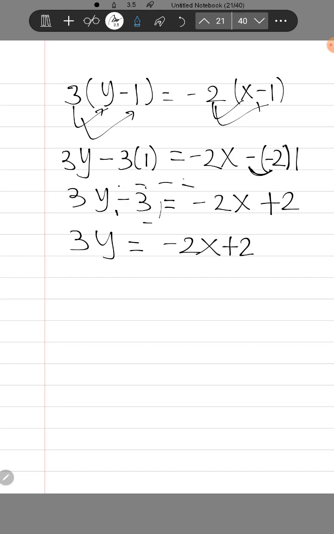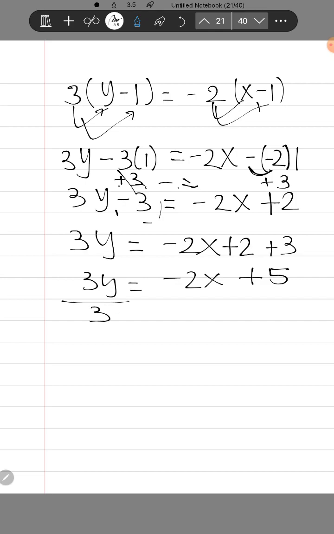I will take this one to the other side, but the sign has to change because it's just adding my plus 3 on both sides. When you add plus 3 on both sides to maintain the balance, this will be 0, so you will have a plus 3 on the right hand side. So 3y is minus 2x plus 2 plus 3. 3y is minus 2x plus 5.